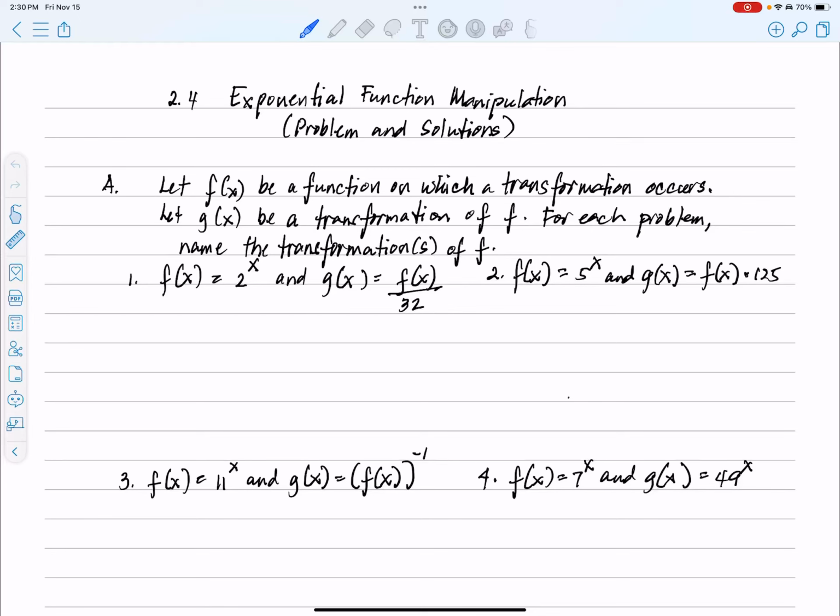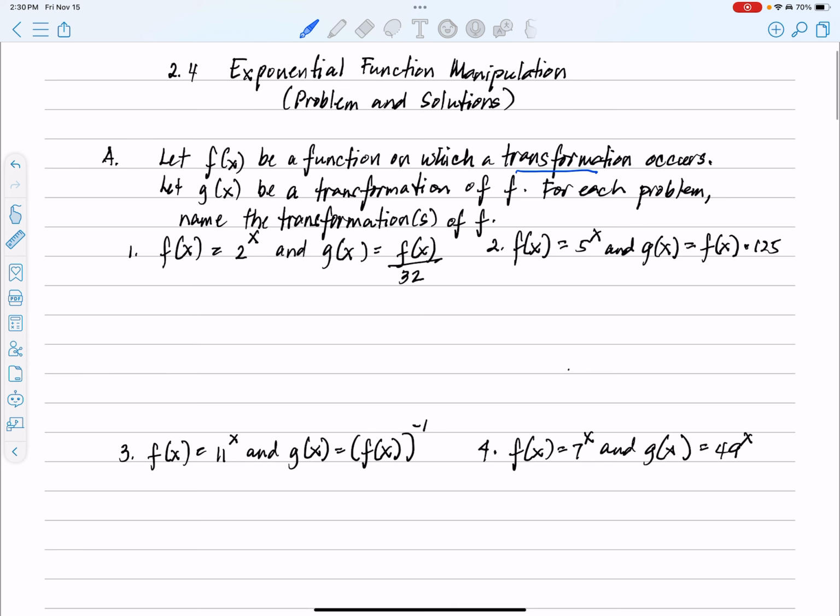Today we're going to do problems and solutions of 2.4 exponential function manipulation. Let's start with the first problem. Let f of x be a function on which a transformation occurs. Let g of x a transformation of f. For each problem, name the transformations of f.